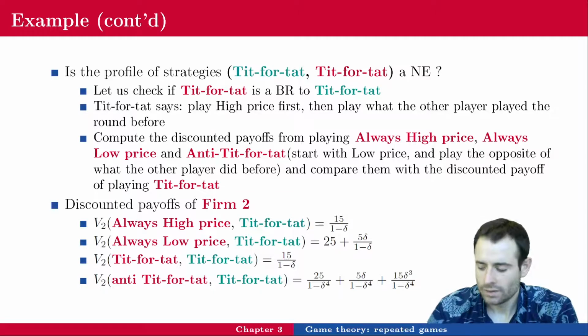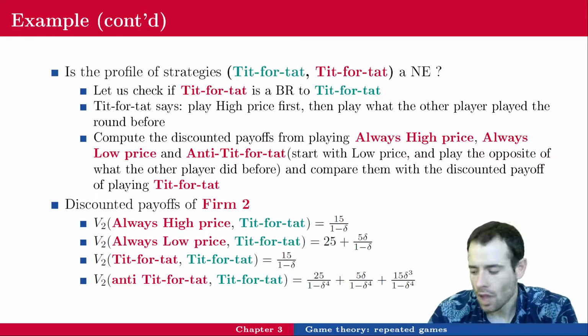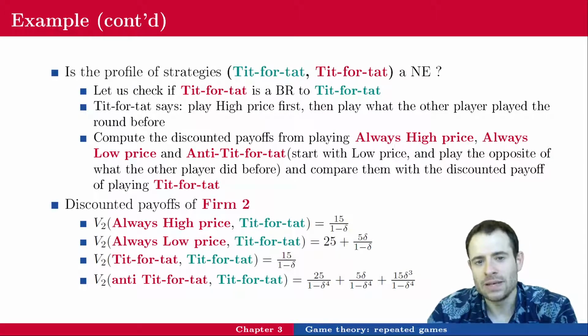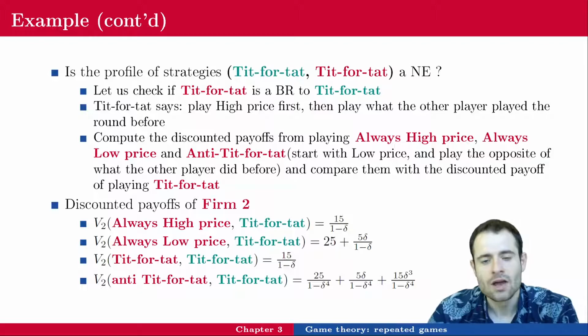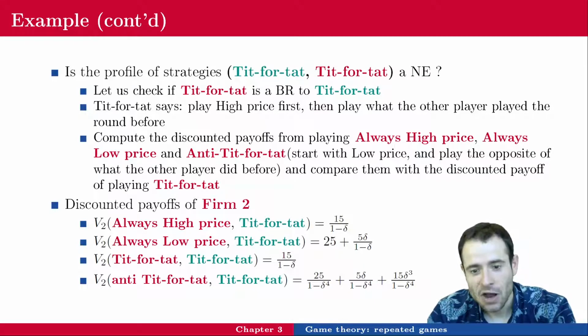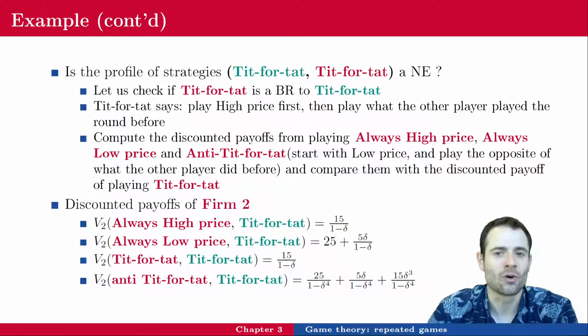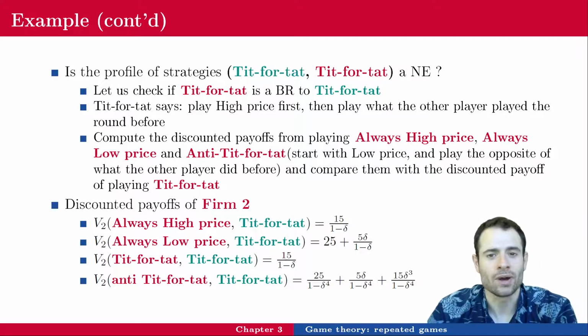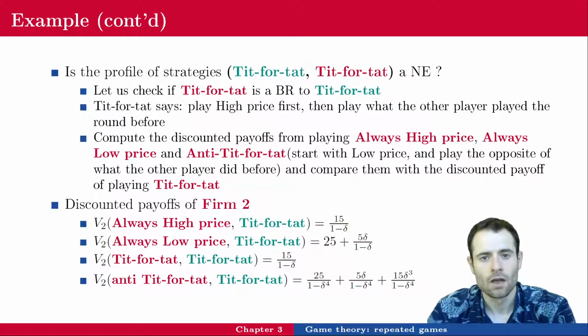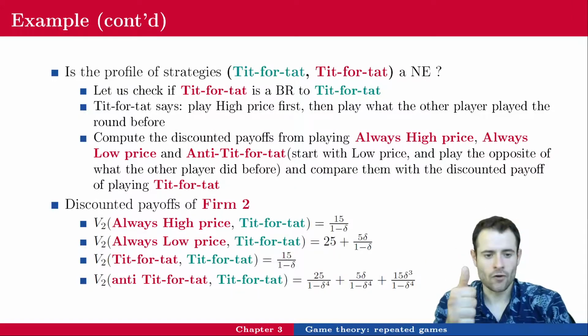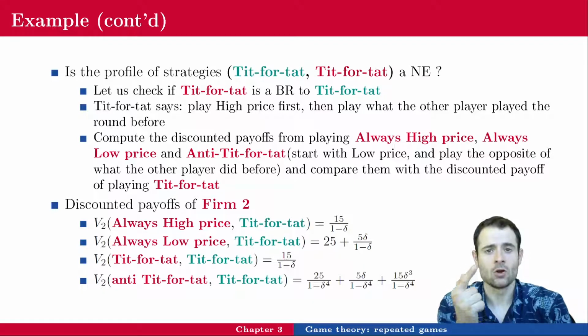Okay. Then the second day, firm 1 is going to imitate what firm 2 did. So on the second day, firm 1 is going to play low price. And firm 2 is going to play the opposite of what firm 1 did before. Firm 1 started with high price. So firm 2 in the second period is going to play low price. So the first day, firm 2 gets 25. On the second day, both firms play low price. So firm 2 gets 5.